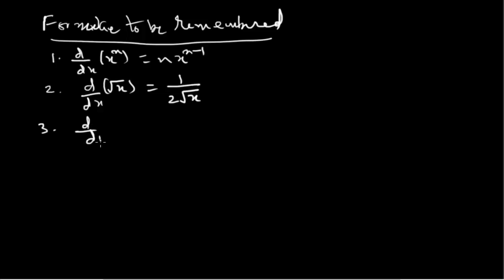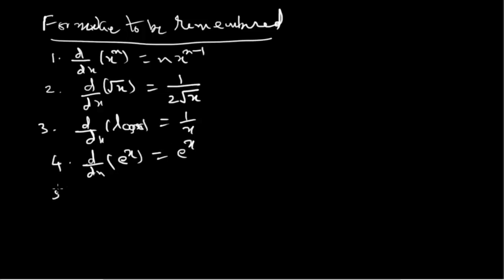d by dx of log x is equal to 1 by x. Number 4, d by dx of e power x is equal to e power x. Number 5, d by dx of a power x, where a is a constant, is what? a power x into log a. And sometimes its base is written as e also.